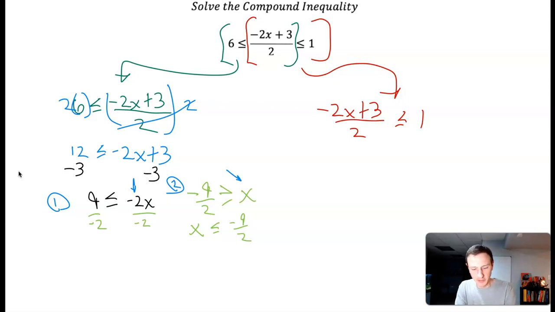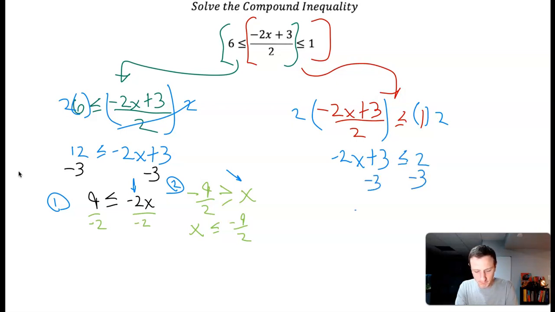Now we do need to go ahead and solve this inequality over here. So same steps pretty much. We're going to multiply by 2, negative 2x plus 3 less than or equal to 2. And then we're going to subtract 3. Negative 2x less than or equal to 2 minus 3 is negative 1. We're dividing by negative 2. Now notice again, we are dividing by negative.